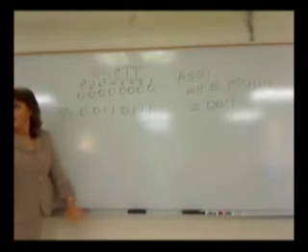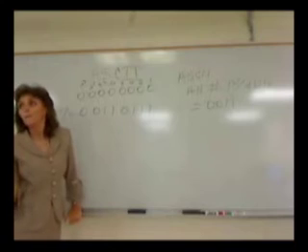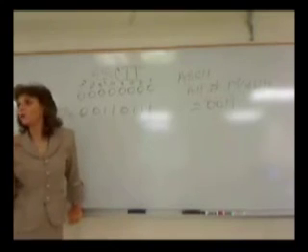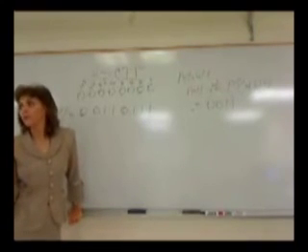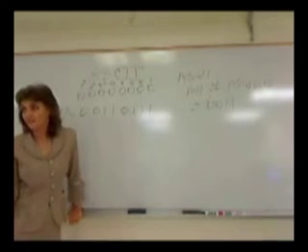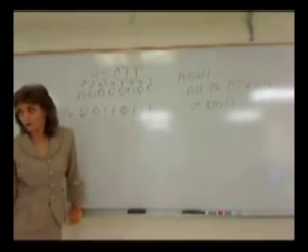So in ASCII, all numbers are going to start with 0, 0, 1, 1. In EBCDIC, they start with 1, 1, 1, 1. You're going to get it.